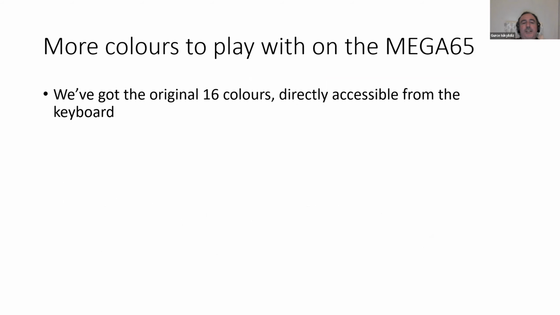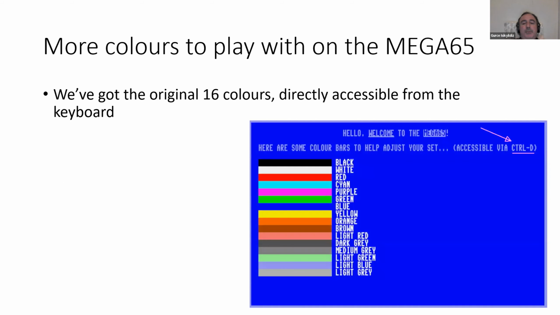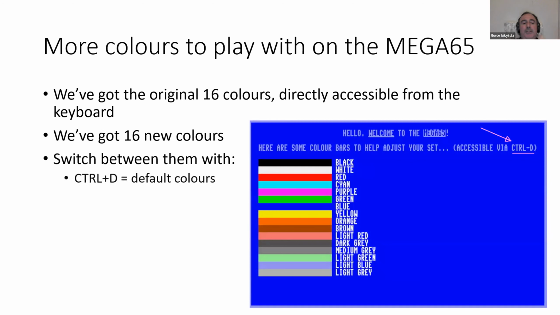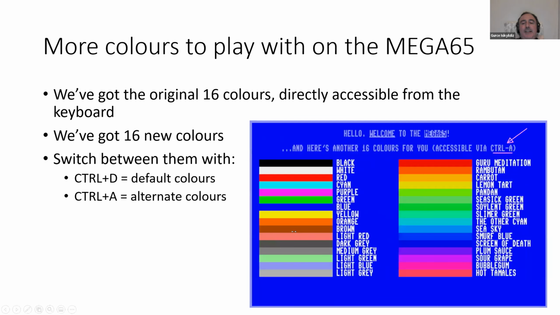Also on the Mega 65, you've got more colors to play with now. You've got those original 16 colors from the keyboard, which I'm showing here. And we've also got 16 new colors, and you can switch between them with Control D for the defaults and Control A for the alternates, which you can see there. The community gave lots of funky names for these new colors as well, which was a lot of fun.